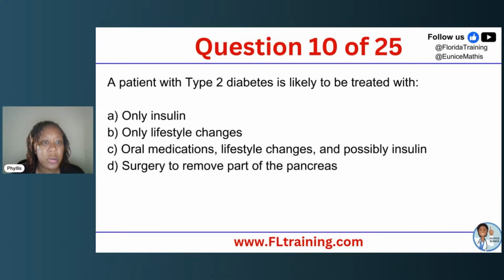All right. A patient with type 2 diabetes is likely to be treated with A, only insulin, B, only lifestyle changes, C, oral medication, lifestyle changes, and possible insulin, D, surgery to remove part of the pancreas.